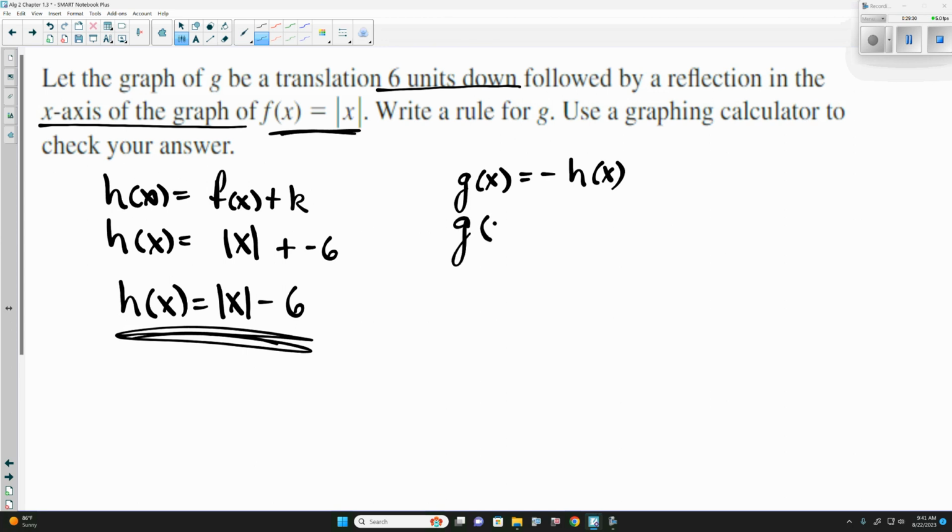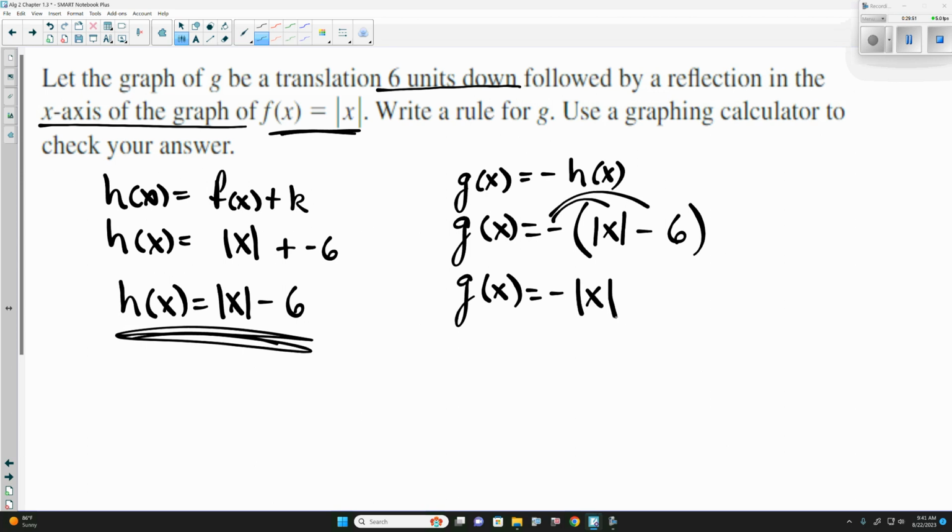Now, at this point, we can plug in h of x, which is our absolute value of x minus 6. And we can distribute the negative. Again, the negative cannot go inside those absolute values. So we'd have negative absolute value of x plus 6. That'd be our final answer. Questions on any of these here?